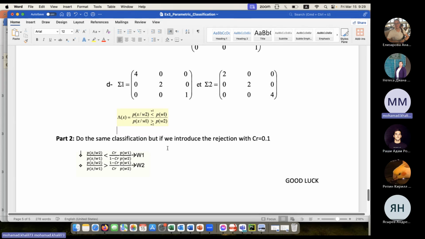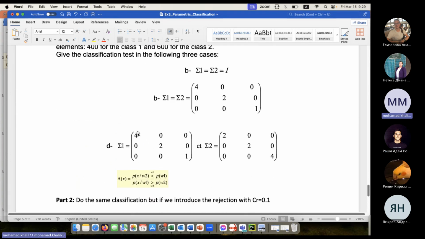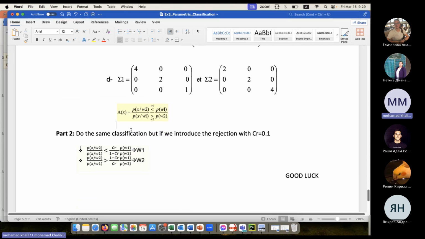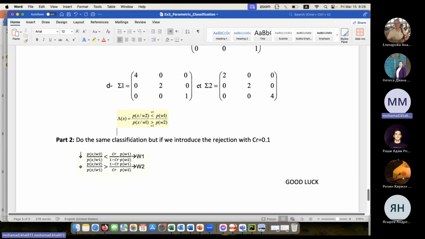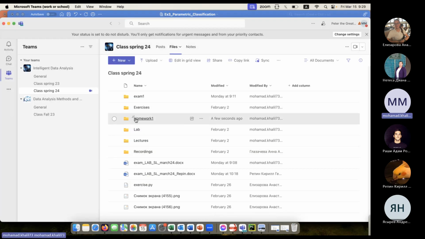So please do the solution of this homework from the beginning to the end. Try to find the final equations, and please upload your result here, in homework 1.